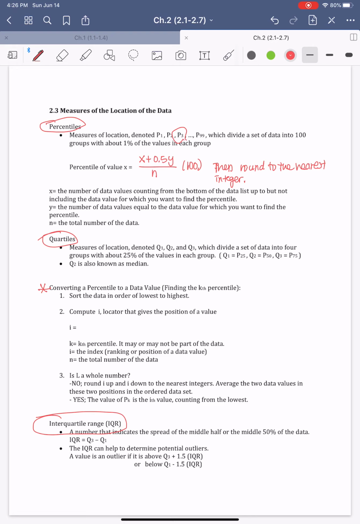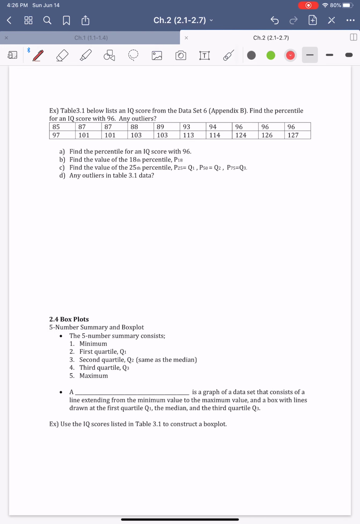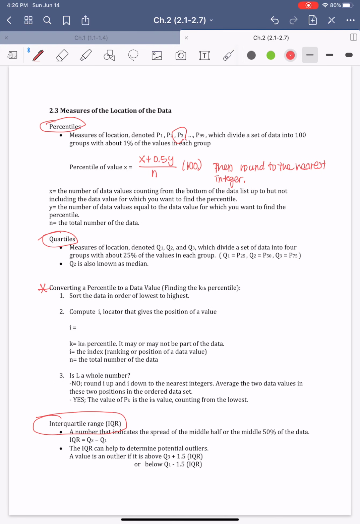Now I'm just going to go through this page that gives you all the formulas. I know it's a little bit confusing without an example, but on the next page, in this example, I'm going to go through all the percentiles, quartiles, and then go over the outliers. Okay, so just bear with me going through the formulas.